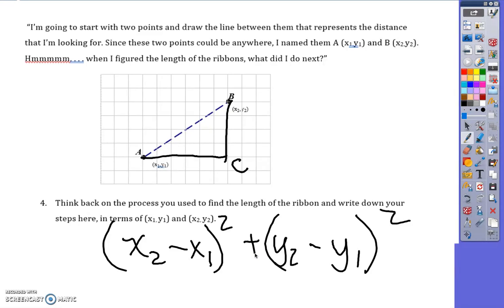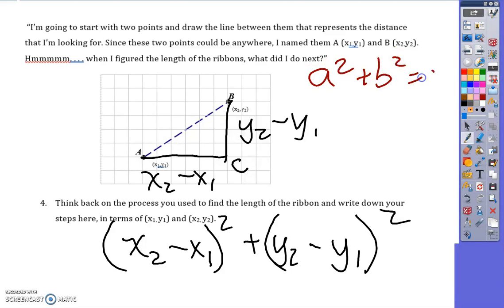And then what did I do? First I figured out the length. So this was x2 minus x1, that's that length. This is y2 minus y1, that's that length. I've squared them, that's the result of doing that subtraction. What was next? Oh yeah, I'm doing the Pythagorean theorem. The Pythagorean theorem says a squared plus b squared equals c squared.